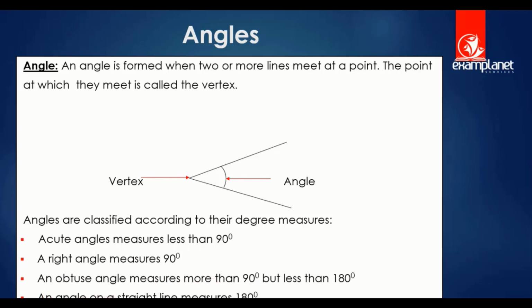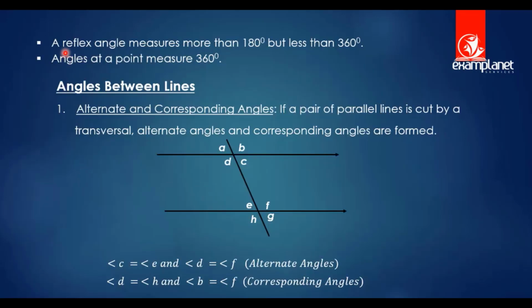Then we have an angle on a straight line. That is an angle that measures 180 degrees. Now we have what we call a reflex angle. A reflex angle is an angle that is greater than 180 but less than 360 degrees. So when you see angles like 181, 200, 310, or 345 degrees, these are called reflex angles.